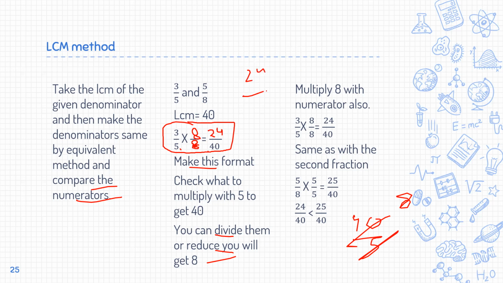And now we have got 24 upon 40, and if you reduce this, you will get 3 upon 5. How? Let's do it. You can do it.